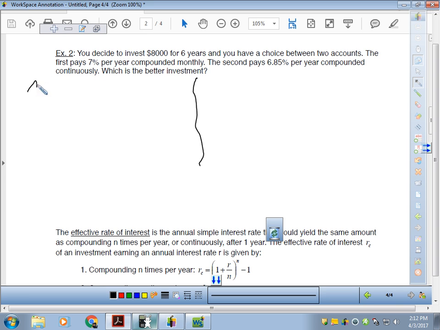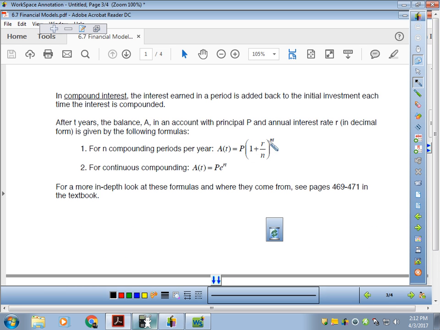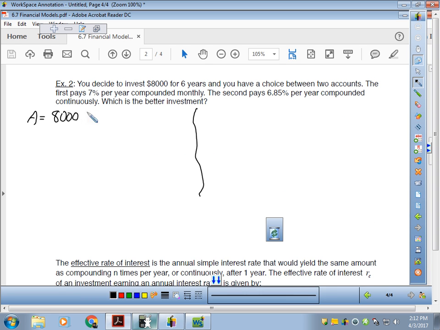Well, A equals, the amount we're investing is $8,000. For this first one, it's compounded monthly, so we're going to use the first formula, this one right here. So we have 1 plus the interest rate, which is 0.07, divided by 12, since it's compounded monthly, so that's 12 times per year. That number down here is also up here in the exponent, and it gets multiplied by the amount of time, which we decided to invest for 6 years, so it's getting multiplied by 6.